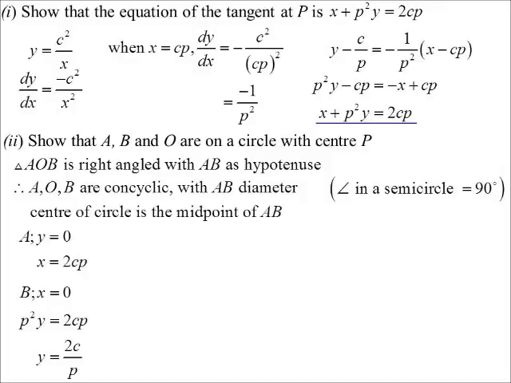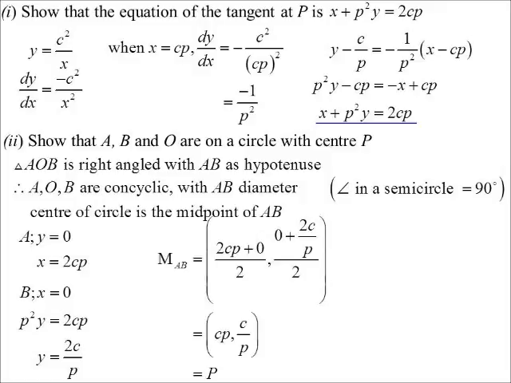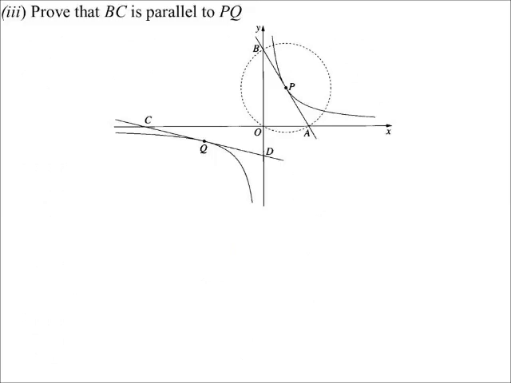So the coordinates for A: y is 0, x is 2cp. Coordinates of B: x is 0, y is 2c on p. So the midpoint, sure enough, is our point P. They turn out to be cp, c on p. So yes, P is the centre.